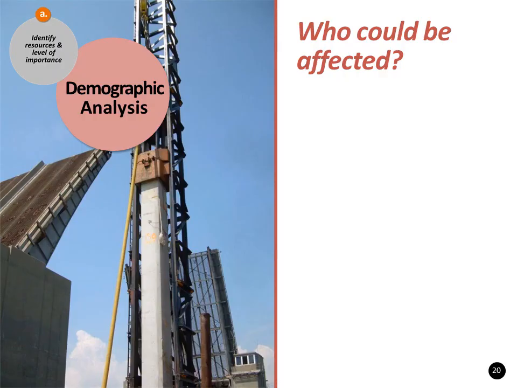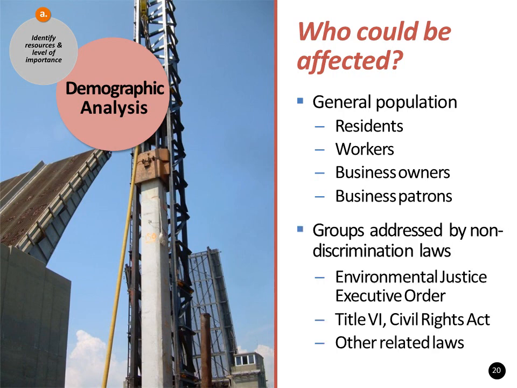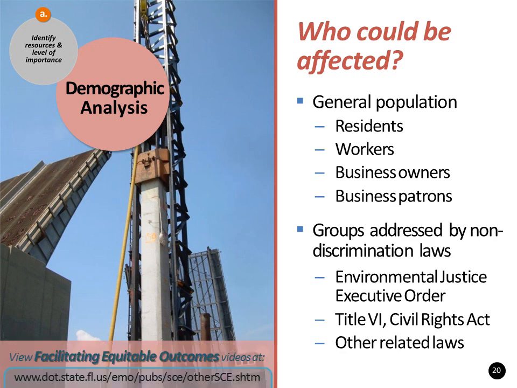The project demographic analysis tells us about the characteristics of population groups in the study area and their physical distribution relative to the project. We need to know about the general resident population as well as workers, business owners, and patrons, and population groups that are vulnerable to community change or that have been historically underrepresented in transportation decision-making. By knowing who is in the study area, we are better equipped to identify and avoid unintentional discriminatory actions. Learn more about preventing discrimination in transportation decision-making by reviewing the Facilitating Equitable Outcomes video series on the Department's SCE webpage.